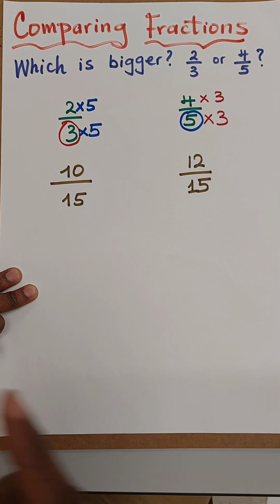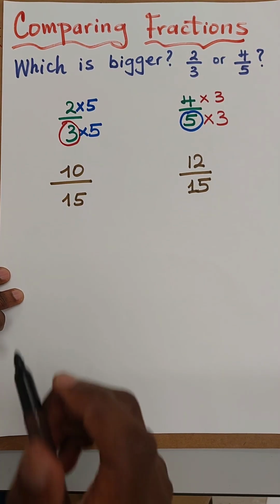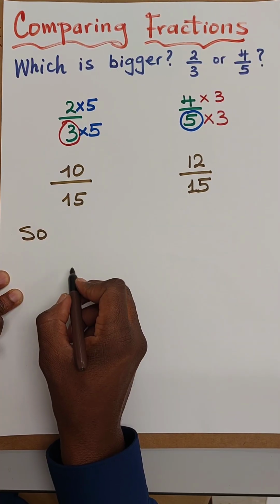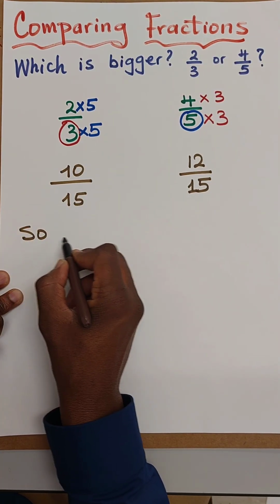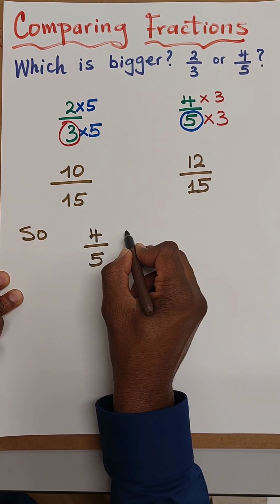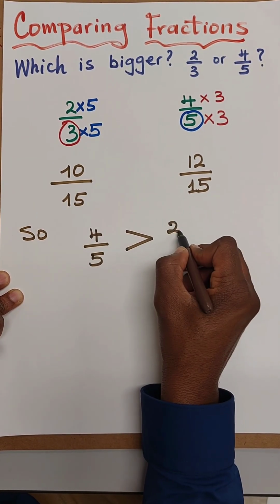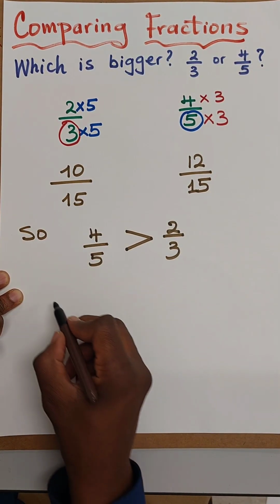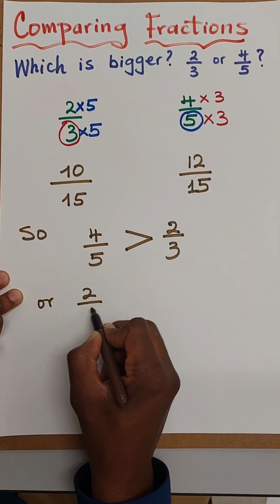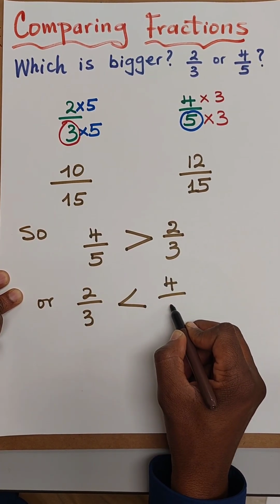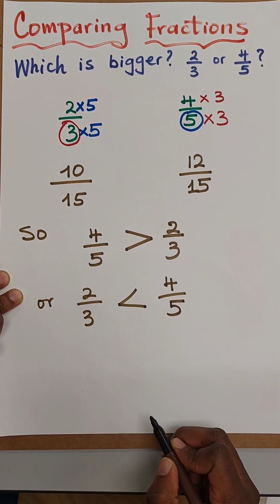So this is the time to make the conclusion. When we are concluding, we use the original fractions. Okay, so 4 over 5 is greater than 2 over 3, and we have shown right here. Or you could say 2 over 3 is less than 4 over 5. Okay, that is how we compare fractions.